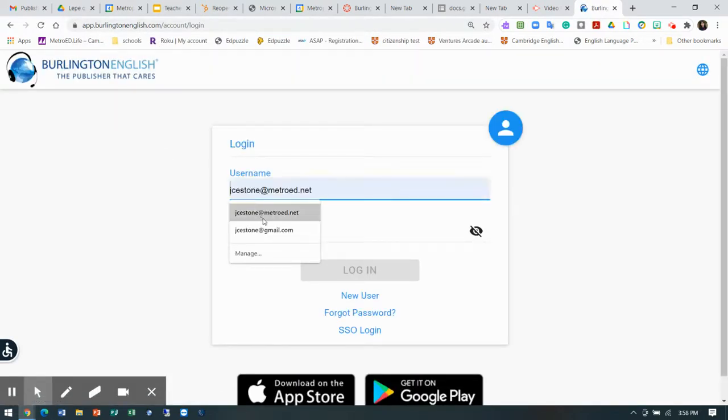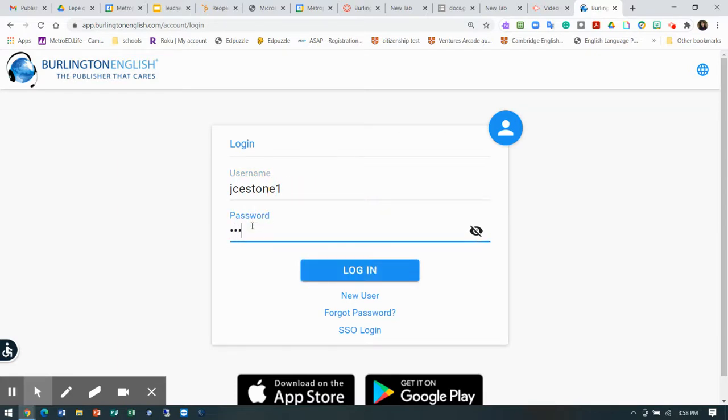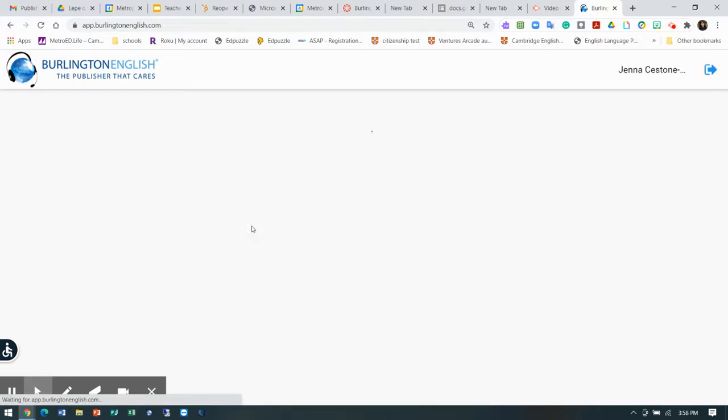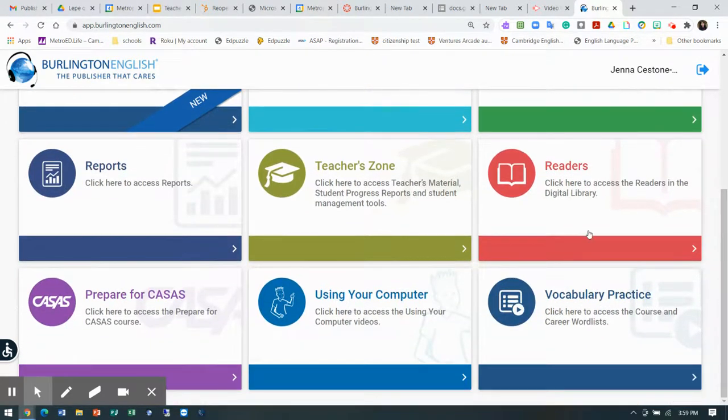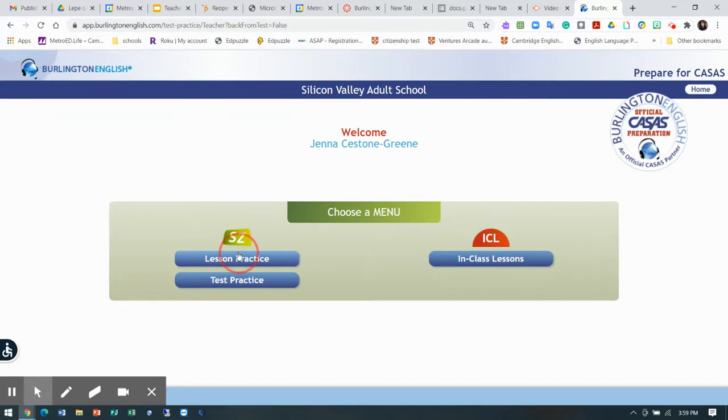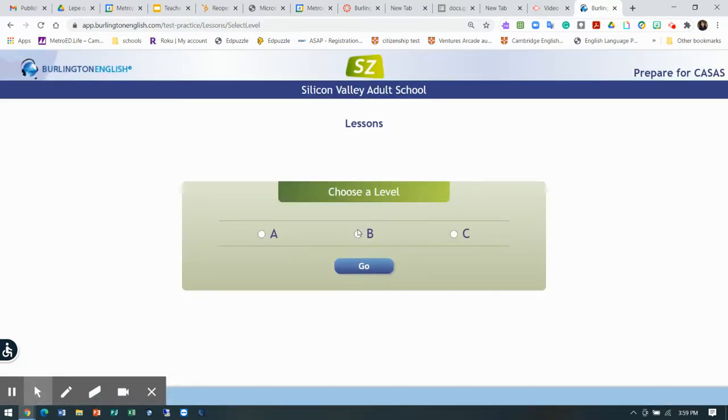And there's a lot of new jobs, new job vocabulary, which will also help for ABE students. It's called English for Specific Careers, and there's word lists and courses. So that's new. I'm going to let you explore by yourself, right? So one thing I could do is vocabulary practice. I could have them prepare for the CASAS to do math, right? I can have them work on that. So that's one thing we can do. We can look in here and say lesson practice, in-class lessons, okay?